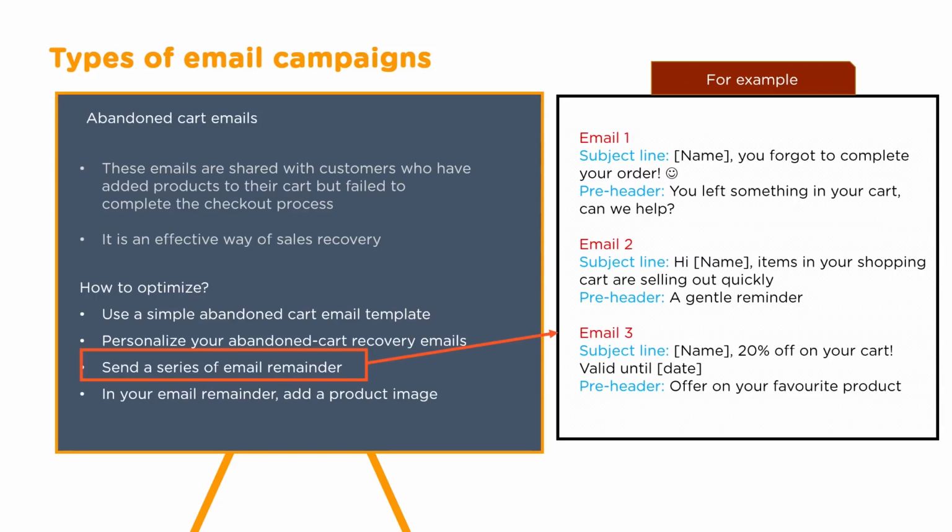Email 3: Hey, so-and-so, 20% off on your cart, valid until so-and-so. Offer on your favorite product. So the first email that went out in the series, it's, hey, you forgot something. Is there anything we can do to help you complete the product purchase? Email 2 is just that gentle reminder. Hey, we're selling out quickly. You might want to purchase that product. And email 3 is to really help them along by saying, hey, here's 20% off, valid until so-and-so. So just a small series of emails that go out to try and get somebody back into the shopping cart.